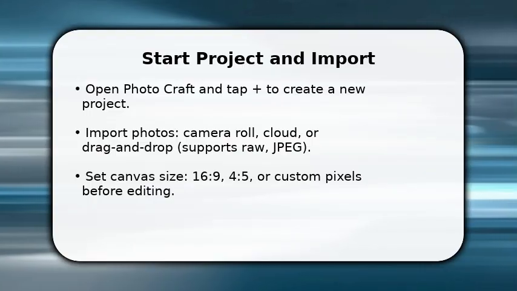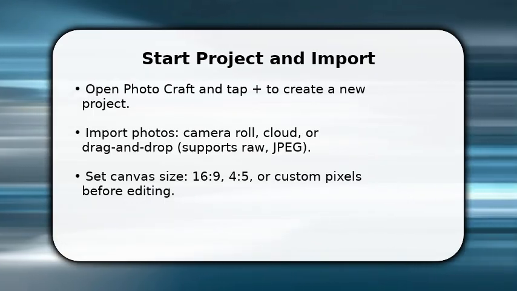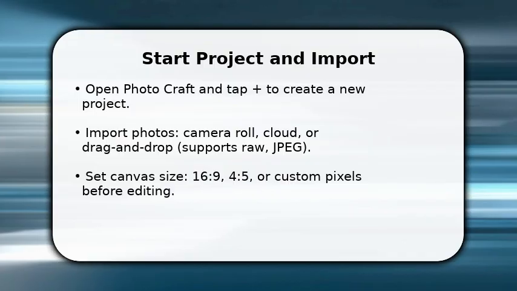You begin by creating a project and importing assets. This is where control starts. Tap the plus icon, select your images from device or cloud, and choose a canvas ratio that matches your output. 16:9 for video, 4:5 for social.